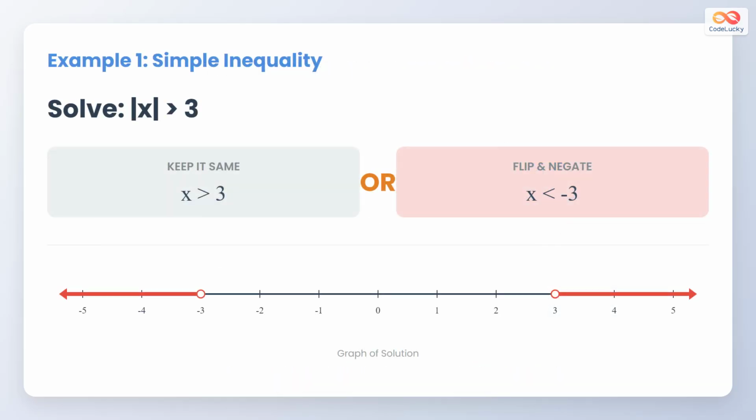Let's apply this to a simple example. Solve the absolute value of x is greater than 3. Using our rule, we split this into 2 parts. First, keep it the same: x is greater than 3. Second, flip and negate: x is less than -3. When we graph this, we place open circles at 3 and -3 and shade outwards, away from 0. This represents all numbers further than 3 units away.